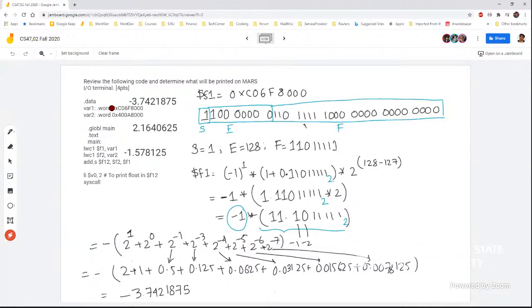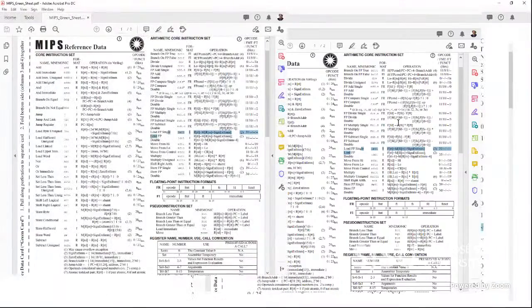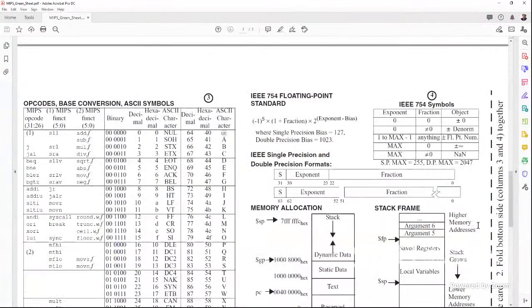And we have to consider that from memory, a successive 64 bits, not 32 bits, comes up, and then we split them according to the double precision format. Okay, so remember, we have the double precision format on the second page.